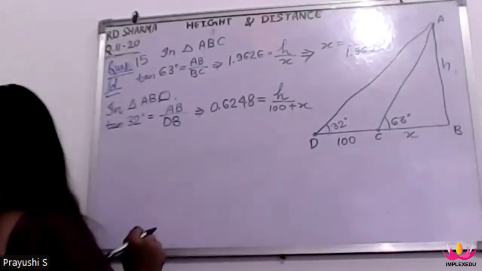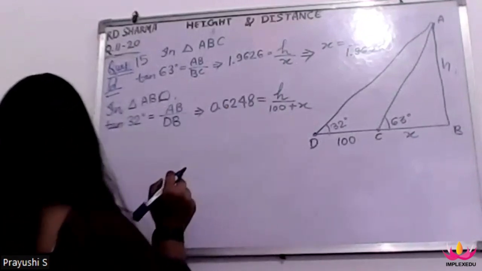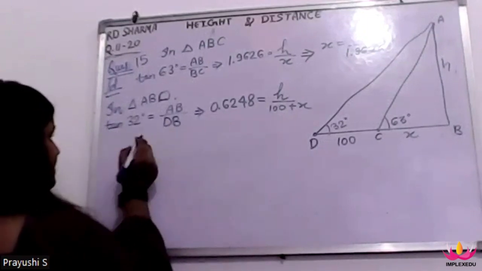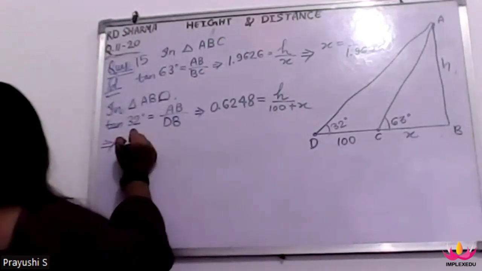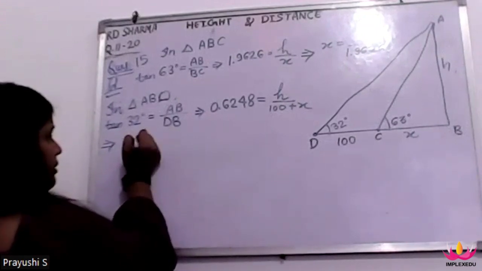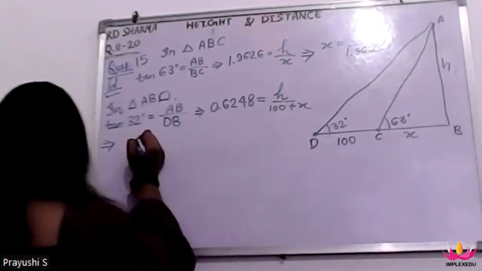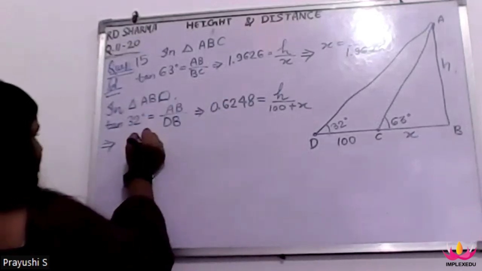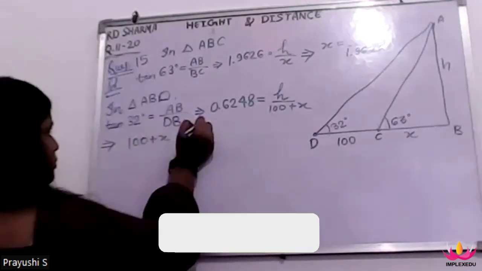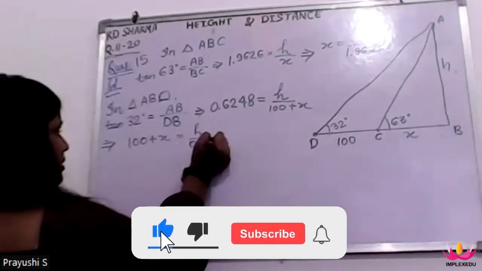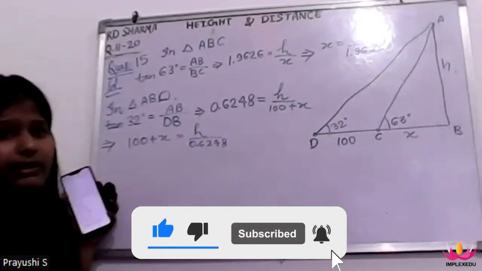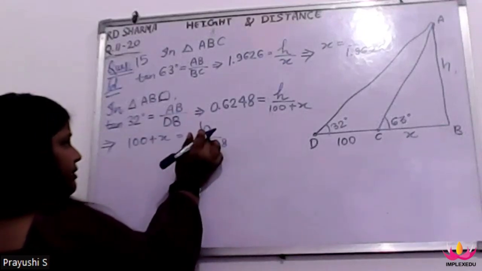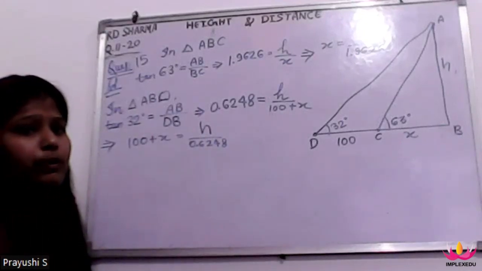Now after this, we will solve this equation. So we will have 100 plus X is equal to H upon 0.6248. This is what we are having. So first I will correct my H. This is my H, H upon 0.6248.